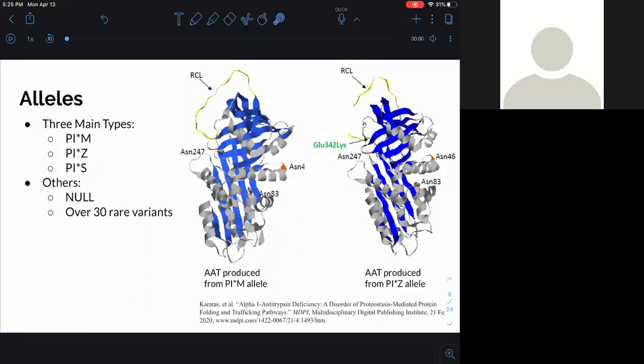as well as PIS also produces a different mutation at the position 264, and this mutation causes an unstable protein that gets quickly degraded outside of the liver, so it's able to escape the liver, unlike the Z allele. And then additionally, the null allele does not produce any AAT at all, and so therefore you will have mostly effects in the lungs rather than the liver. And there are over 30 other variants, but they're very rare and only make up 5% of cases. So we're going to focus only on these 3 types of alleles.